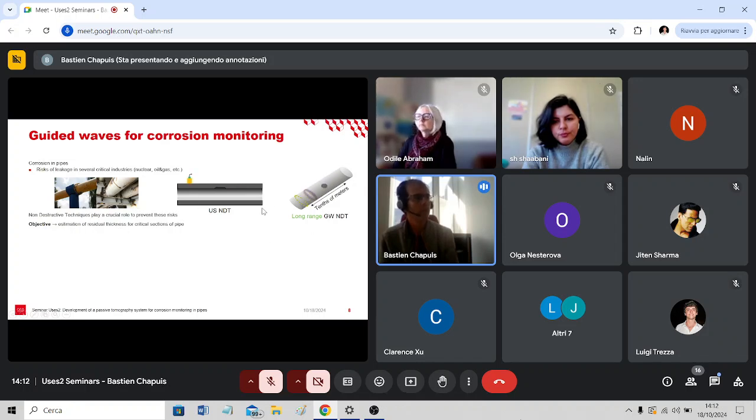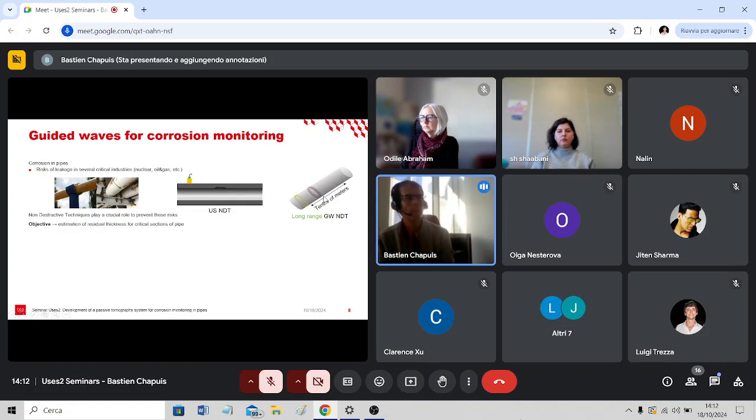To overcome this limitation for SHM applications, where it's not a periodic inspection by an inspector but a monitoring system, we also have the possibility to use long-range guided waves in the pipe. We emit, through a ring of piezoelectric transducers, a wave that can propagate tens of meters from this probe, and when there is a thickness reduction, thanks to corrosion especially, a wave is reflected back, and we can detect that.